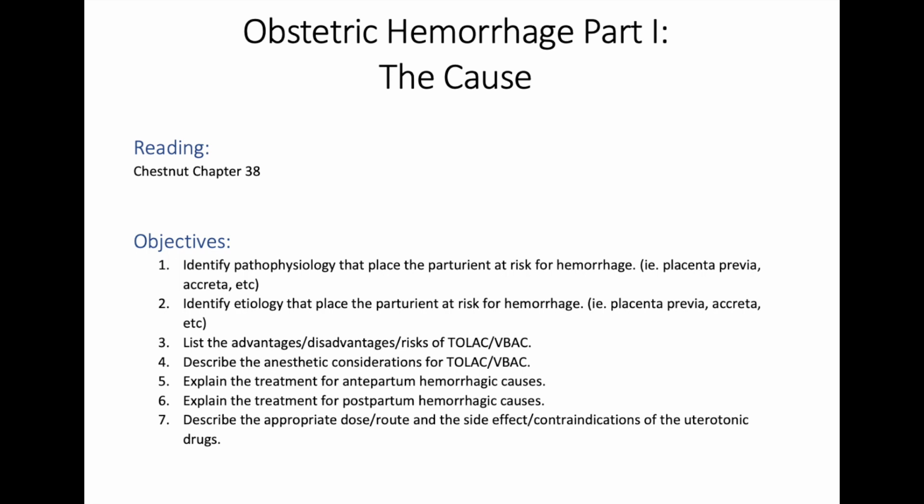Let's talk about the uterotonics. Oxytocin is our first-line agent, and like I said, it is just given to everyone in that third stage of labor. It's part of the active management and prevention of uterine atony. We usually give somewhere between 10 and 40 units per about a liter of fluid. It can also be given 10 units intramuscular.